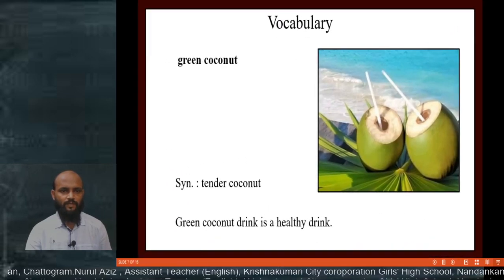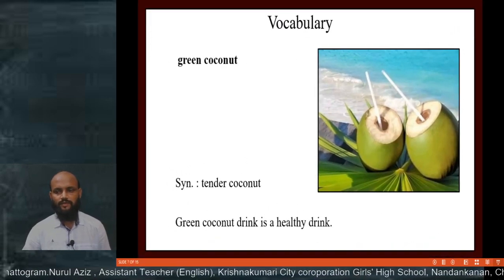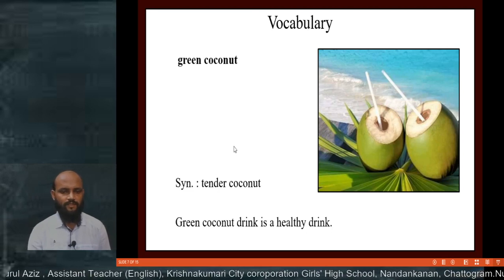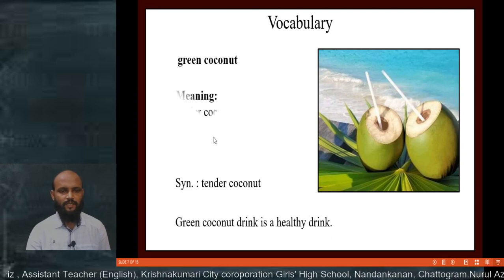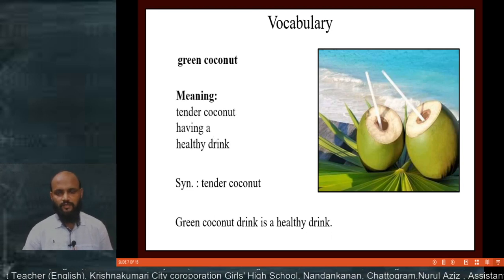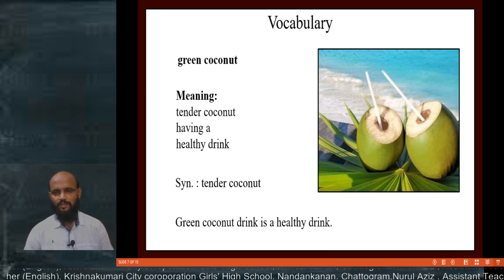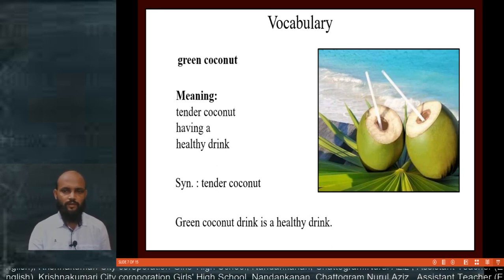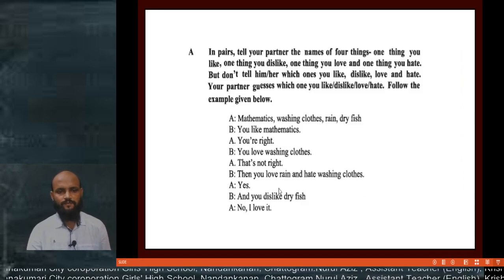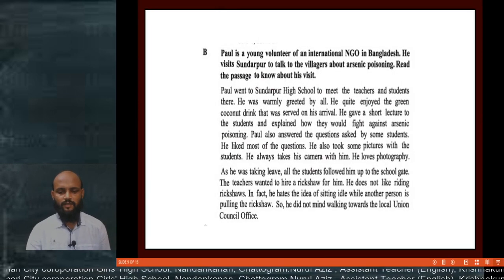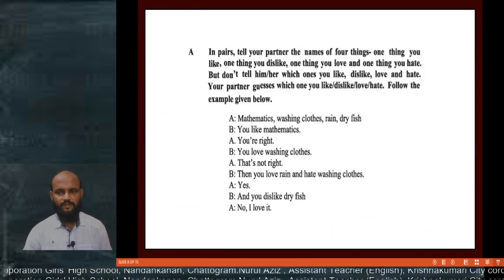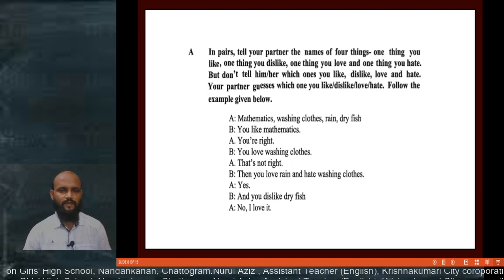Now you find green coconut. Green coconut is a popular drink in our country. This is a healthy drink. That means tender coconut is a healthy drink. It is popular not only in Bangladesh but all over the world. So our next vocabulary is green coconut. We have finished learning 3 different vocabularies from the keywords of this lesson.